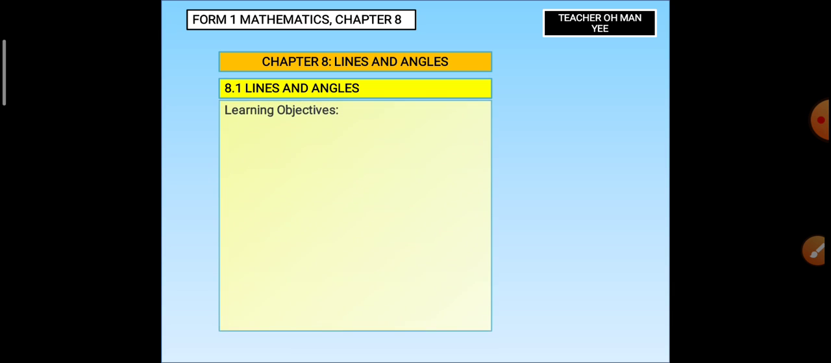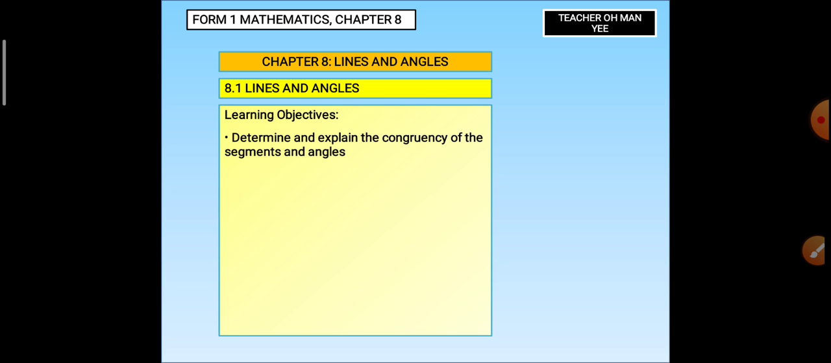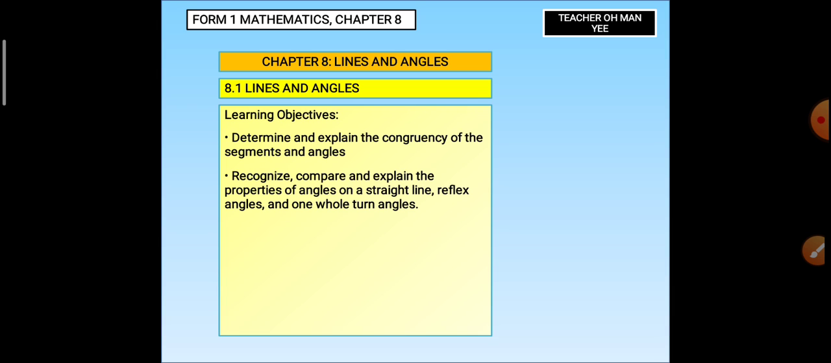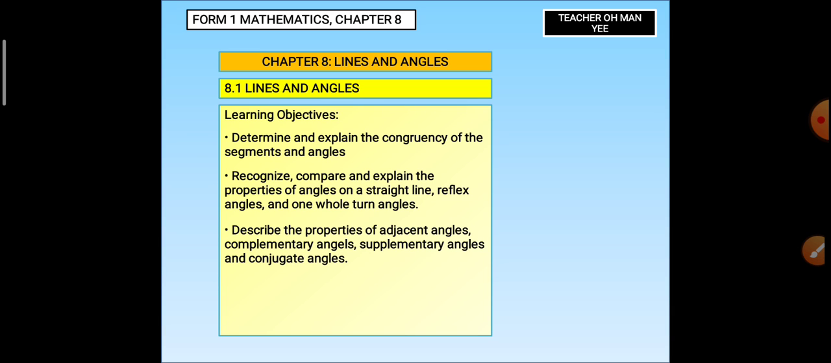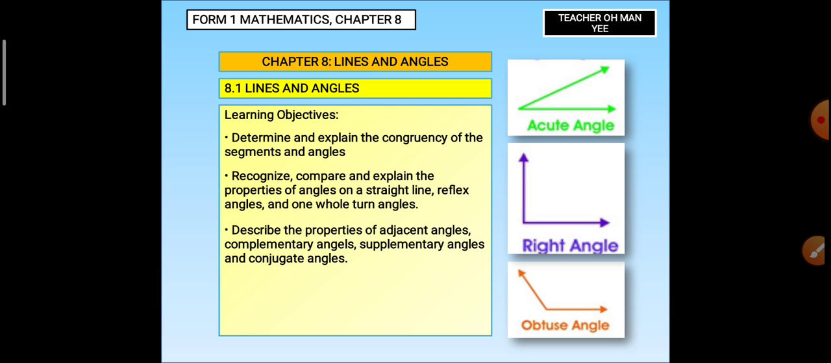So look at the objective that we are going to do today. Firstly, determine and explain the congruency of the segments and angles. Second, recognize, compare, and explain the properties of angles on a straight line, reflex angles, and one whole turn angles. And lastly, describe the properties of adjacent angles, complementary angles, supplementary angles, and conjugate angles. Okay, so these are those angles that you had learned since Form 1. Right? So here we move on to the first objective.